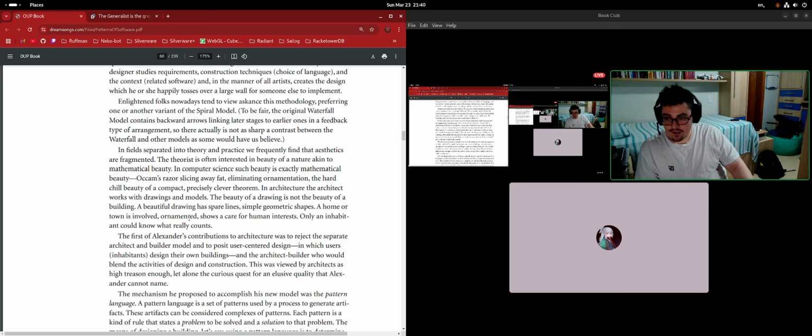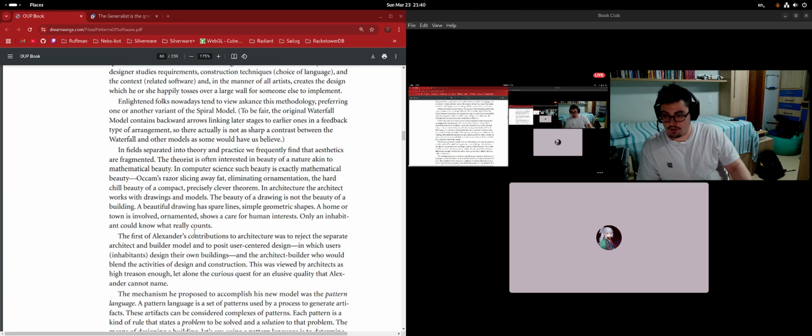In architecture, the architect works with drawings and models. The beauty of a drawing is not the beauty of a building. A beautiful drawing has spare lines, simple geometric shapes. A home or town is involved, ornamented, shows a care for human interests, which is different.